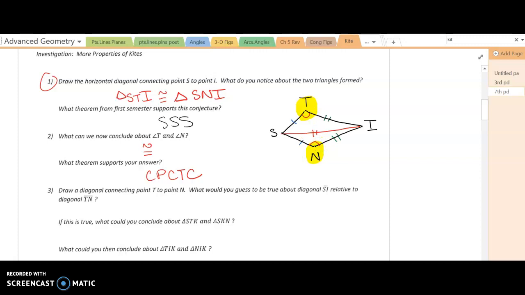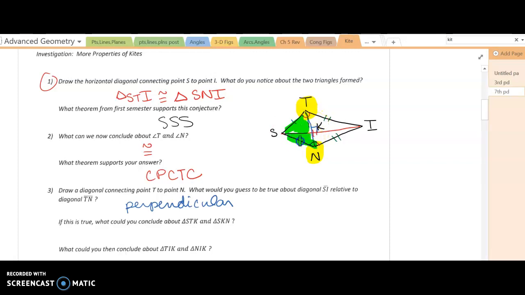Now we're supposed to draw a diagonal connecting T to N. What would you guess to be true about diagonal SI relative to diagonal TN? Well, it looks to me like they're 90 degrees, so perpendicular. If this is true, what could you conclude about STK? And K is supposed to be where they intersect, my bad.